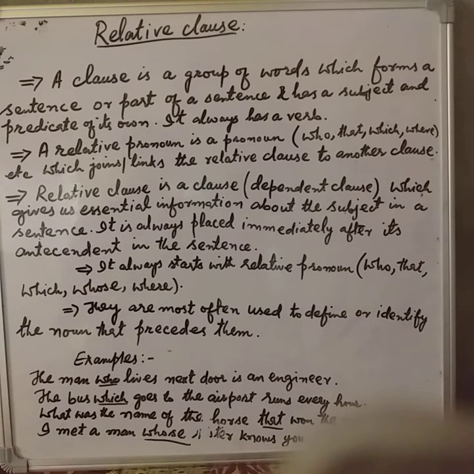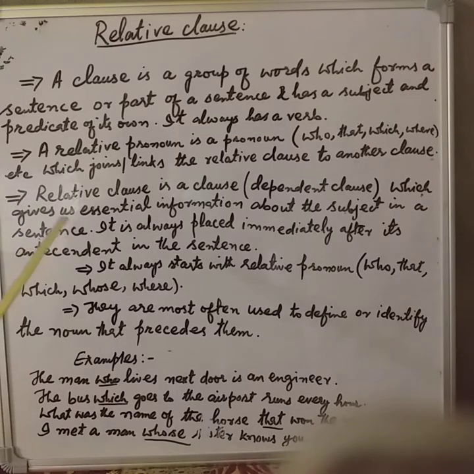You are aware that clauses can be classified into different types. We have the main clause, which is called the independent clause, which does not depend on any other clause for its sense. Similarly, we have the dependent clause, which is also called the subordinate clause, which depends upon the main clause. Okay.